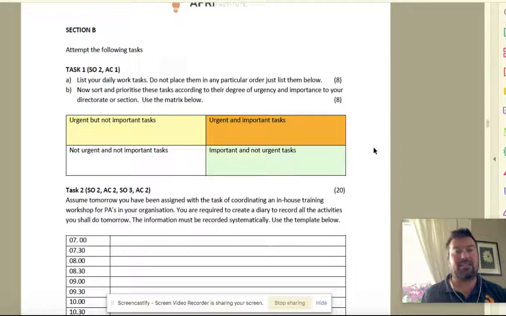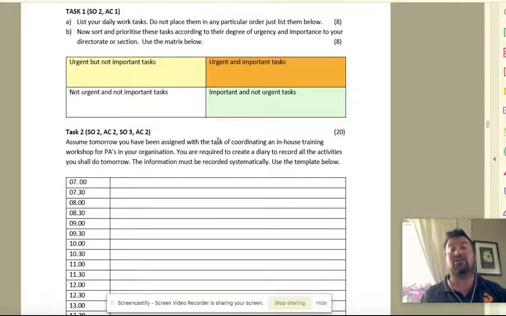Then number B says, now that you've taken all your tasks, show us how you prioritize them based on the Eisenhower Matrix. And so the Eisenhower Matrix are those 4 different blocks. And remember, certain ones are very important and urgent. Some are urgent but not important. Some are important but not urgent. And some are not urgent and not important. Which ones come first? And how does that inform your prioritization? So show us how you then take your tasks and then prioritize them accordingly, according to the matrix. Right, so that is task number 1.